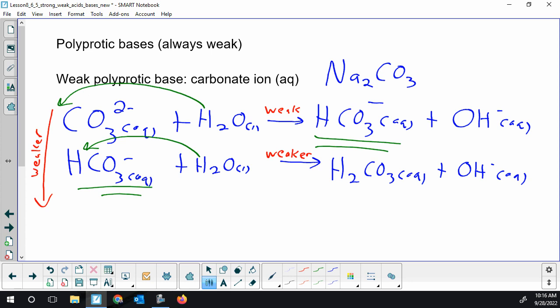Hopefully you've seen enough examples now to pick up the patterns. So just make sure your mind is set whether you're gaining or losing H's. You realize the second ones are weak. If it's a base, they're all weak and getting weaker.